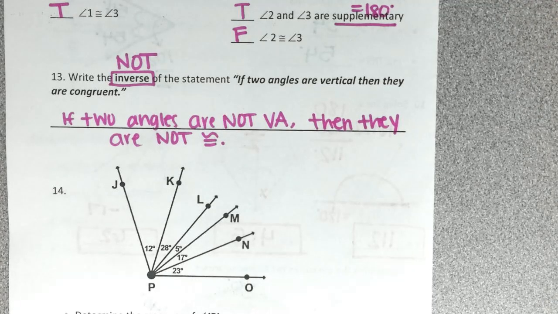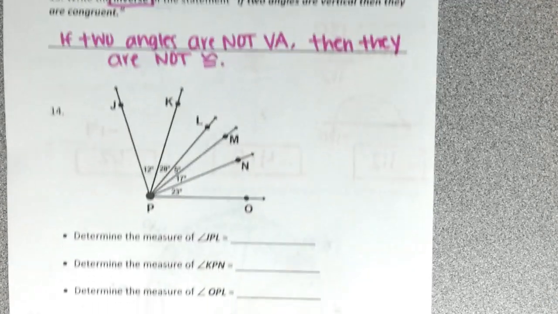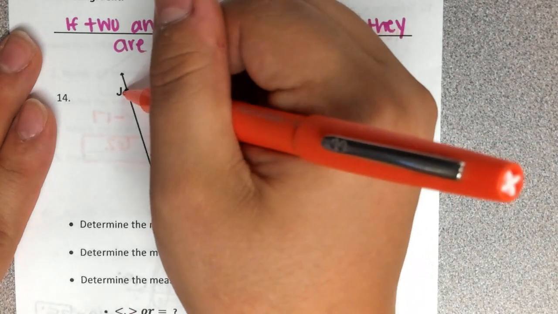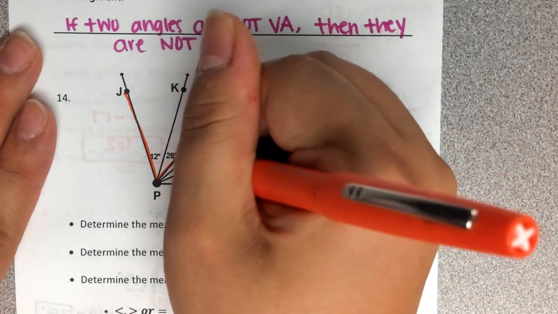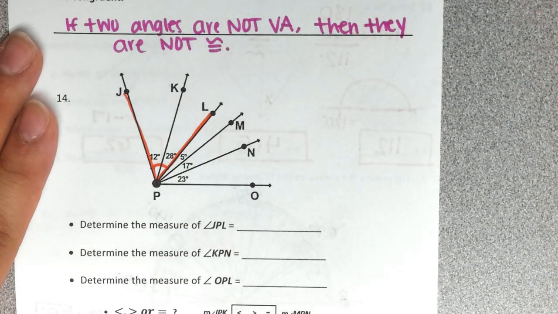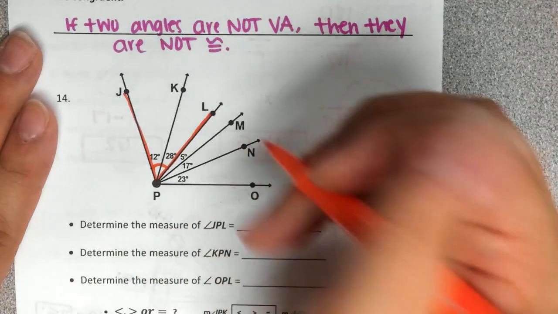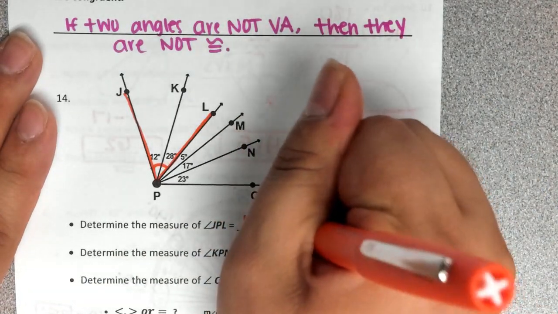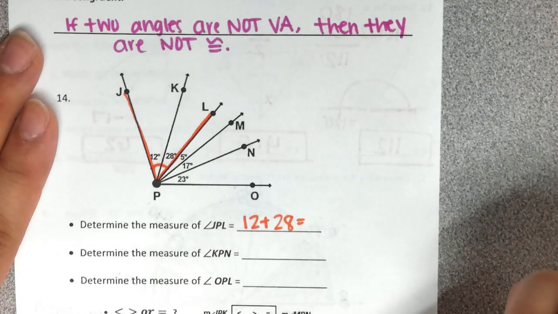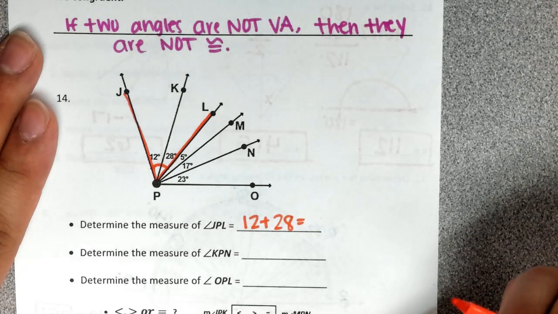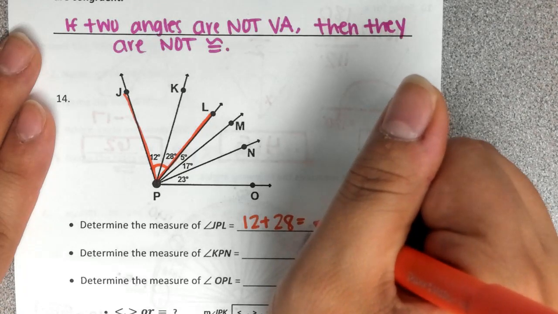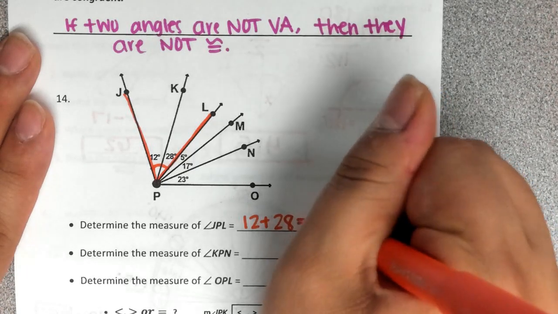Next question is just angle addition. What is the measure of JPL? Start at J, go to P, go to L. What am I going to do to figure out this angle right here? What's 12 plus 28? 40.